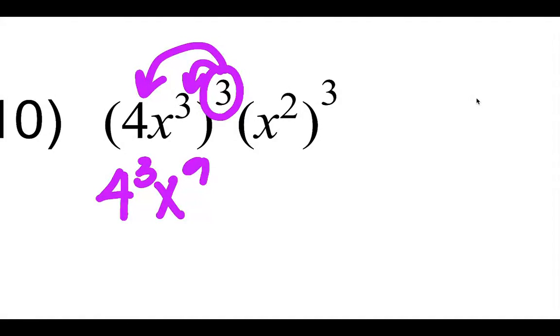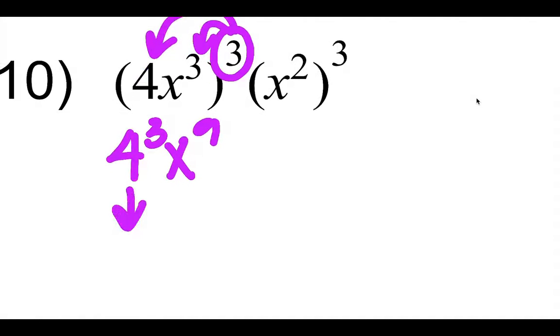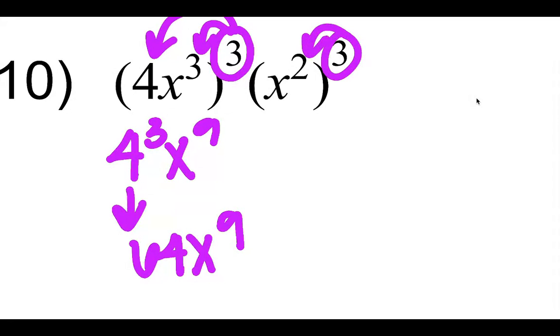Well, 4 to the 3rd is really 4 times 4 is 16, times 4 is 64. And then x to the 9th. Here, I've got to, again, do this guy out here. And I've got x to the 6. 2 times 3 is 6.